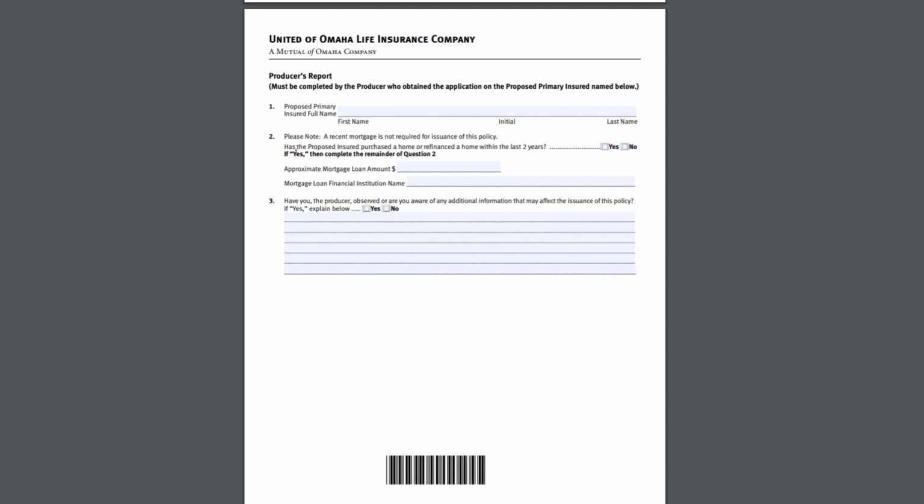I guess kind of like a survey. So has proposed insured purchased a home, or refinanced a home within the last 2 years. If they haven't, no reason to lie. Just mark no. Maybe they're renters. But if it's a yes, put in here the approximate mortgage amount and who they make payments to. Okay.